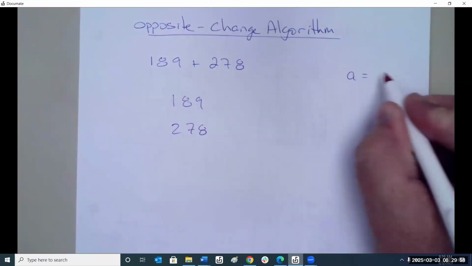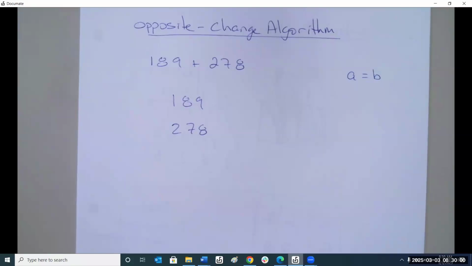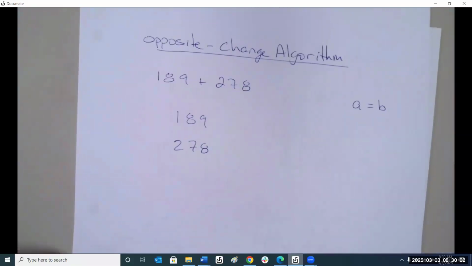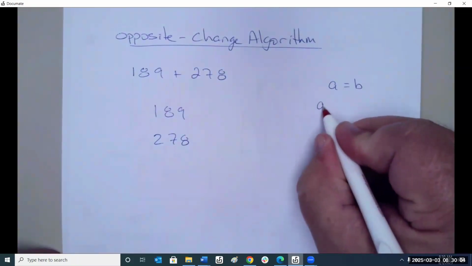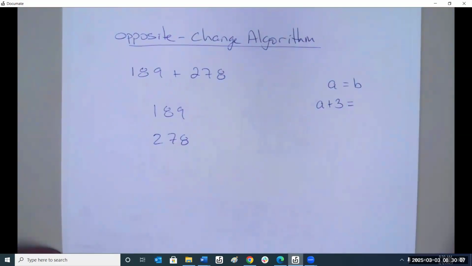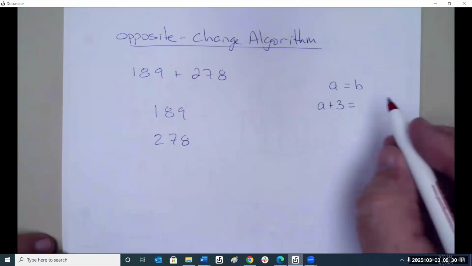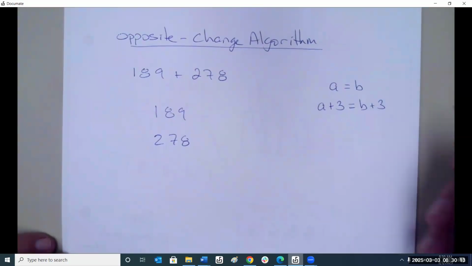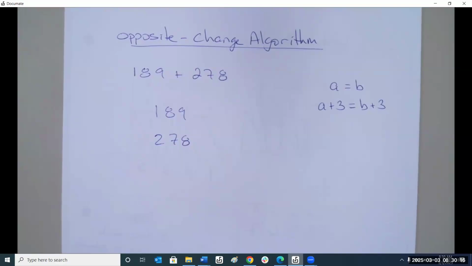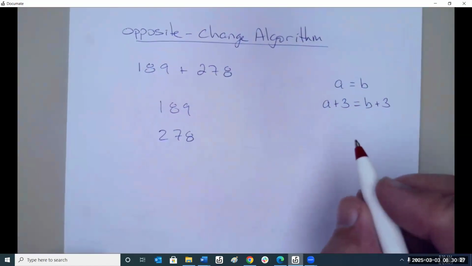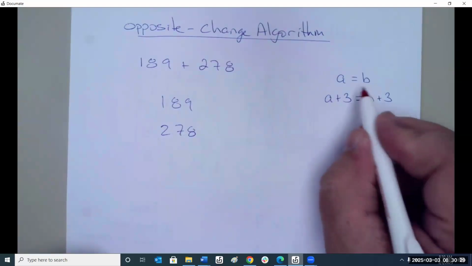If two numbers are equal, if A equals B, if I add 3 to A, what do I have to do to B to make it the same? I have to add 3 to B. You call it the golden rule. Whatever you do to one side, do it to the other.